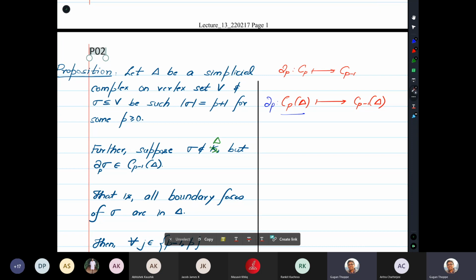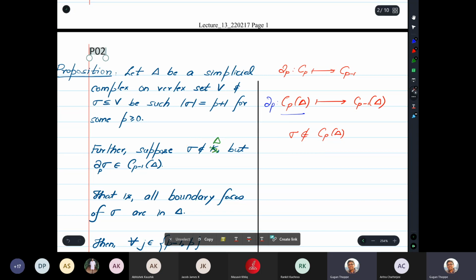So the first thing that should bother you is, oh, sigma does not belong to delta, right? So in particular, sigma does not belong to Cp of delta. I hope you are able to see the difference between this statement and this statement. When I write this statement, I am interpreting sigma as a set. So this set does not belong to the collection of sets in delta, right? And when I write something like this, I'm interpreting sigma as a p chain. I'm claiming that this p chain is not part of Cp of delta, and the reason is that sigma does not belong to delta, right?